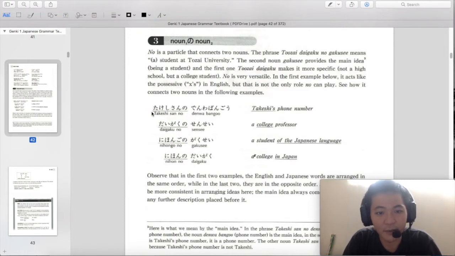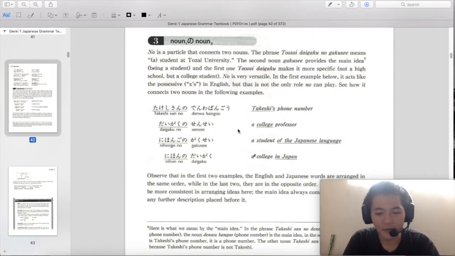Whatever comes next will belong to this Takeshi-san person, Takeshi. So denwa bango means phone number. So this phone number belongs to Takeshi-san, right? And basically, if you were to write that out in English, it would just be Takeshi's phone number with the apostrophe S right here. It belongs to Takeshi.